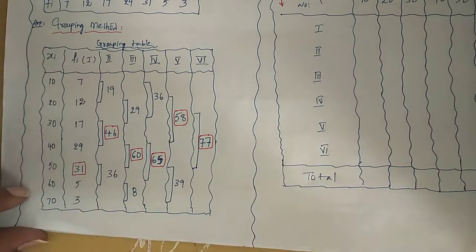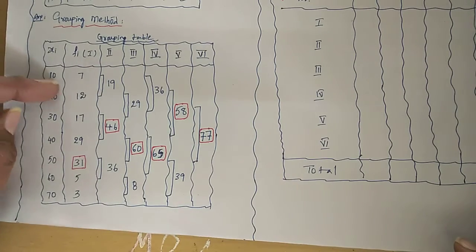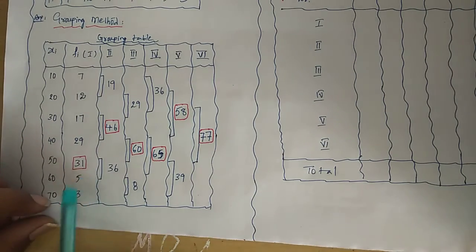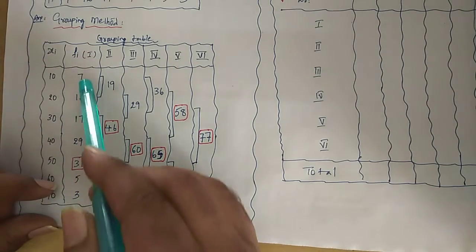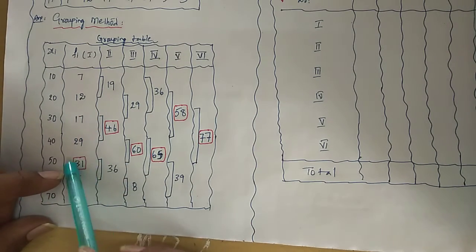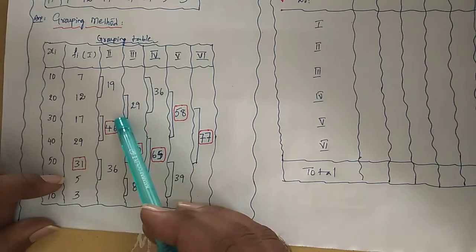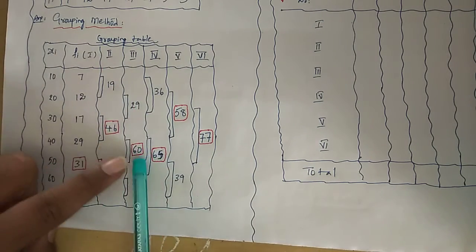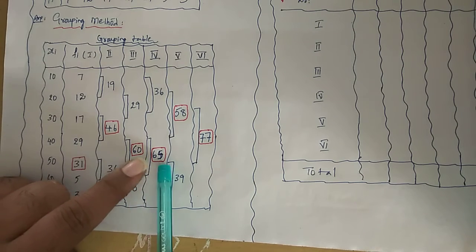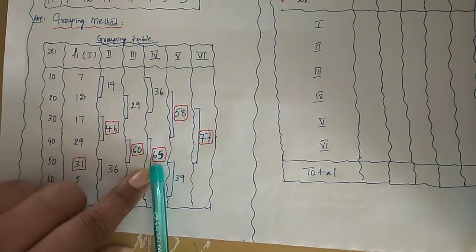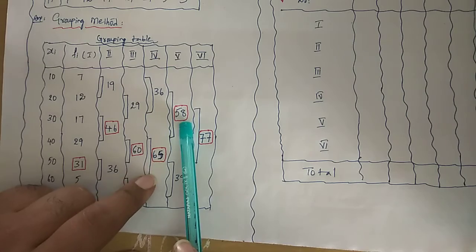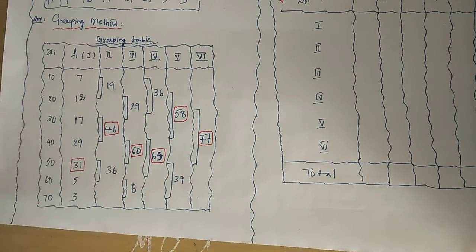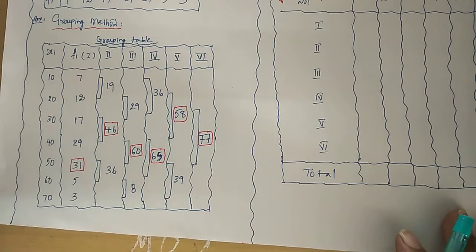So we prepared the grouping table. In each column, now what we do, we round off the highest value. In the first column, the highest value is 31. We rounded it off. In the second column, the highest value is 46. We rounded it off. Like third column, 60. Fourth column, 65. Like fifth column, 58. And finally, 77. So by this, the grouping table is over.